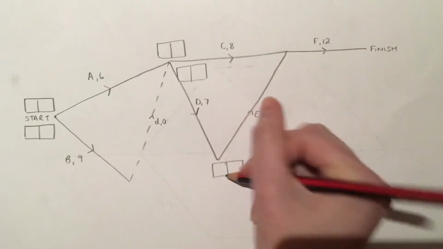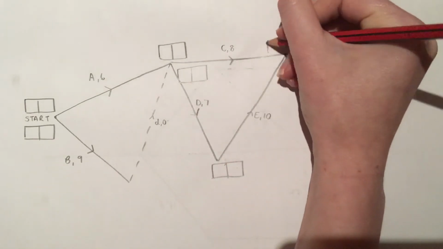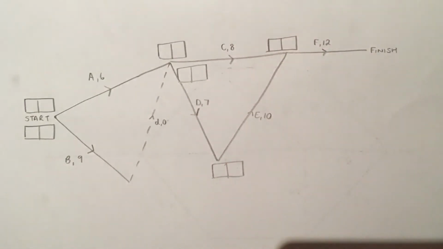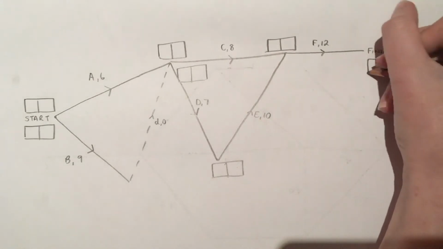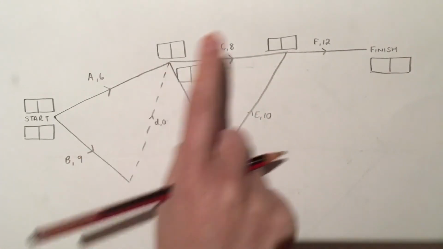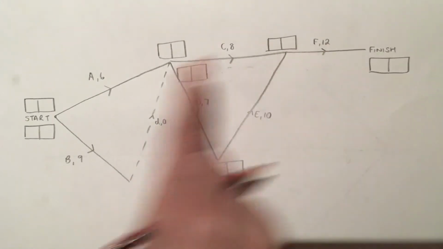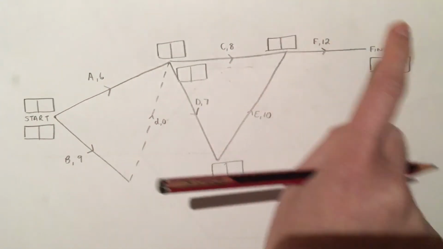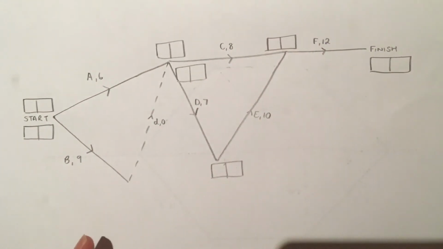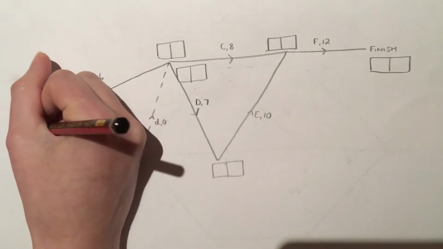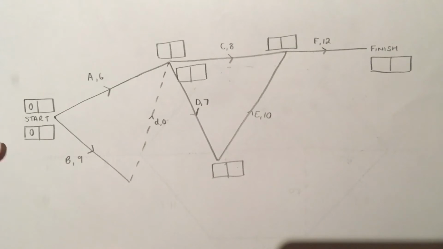E, one needs to go there, one here for F, and then one at the finish line. So we have A, B, C, D, E, F. So we have 6 lines and 1, 2, 3, 4, 5, 6, 7 boxes. So we know we've done it correctly. So we start our algorithm with zeros in our start boxes, and then we go from there.